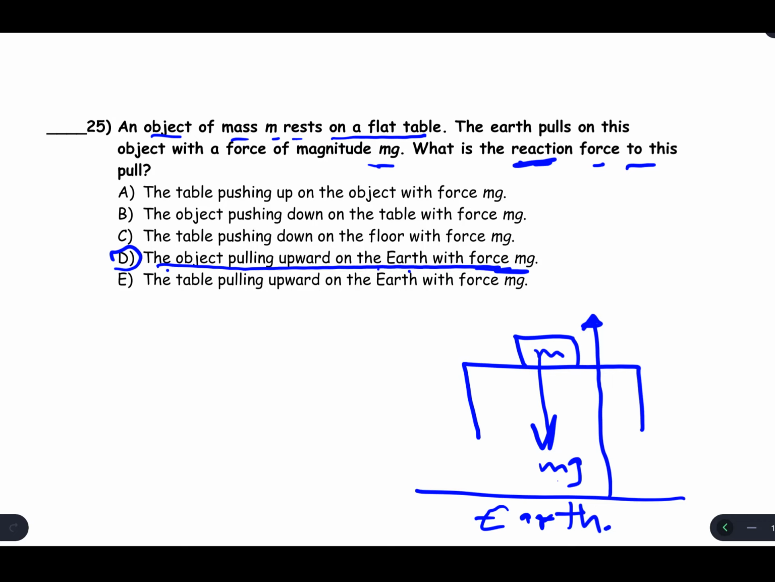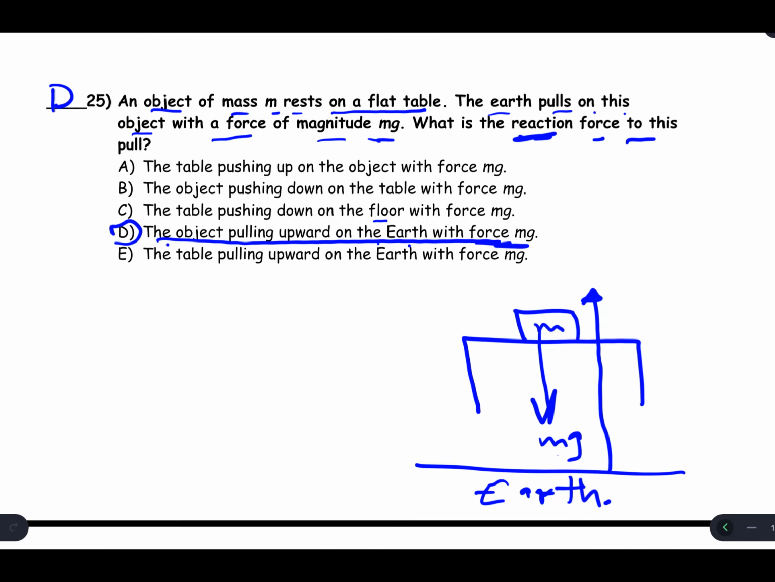Here he doesn't speak about the floor. We are speaking about the earth. The earth pulls on this object with a force of magnitude mg. The relation between the object and the earth: the reaction is between the earth and the object, in the opposite direction. So the answer is D.